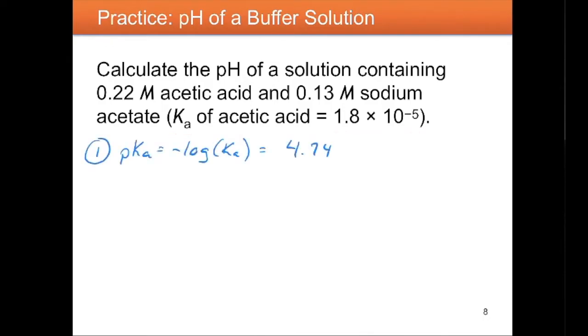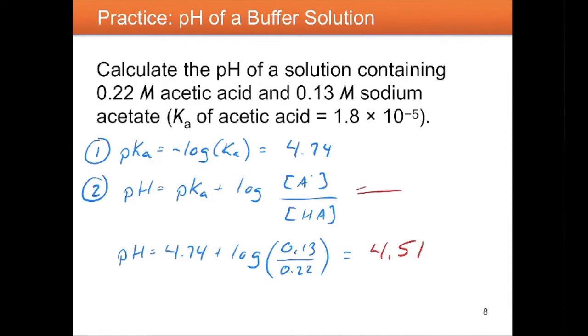And that should be pretty simple. The pKa equals the negative log of the Ka. So in this case, the pKa equals 4.74. And we have the rest of the information to solve this question. We have the concentration of acetic acid, so that's the concentration of HA. We have the concentration of sodium acetate, that's the concentration of A-. So all we have to do now is plug in those numbers into the Henderson-Hasselbalch equation, and we can figure out what the pH of the buffer is.